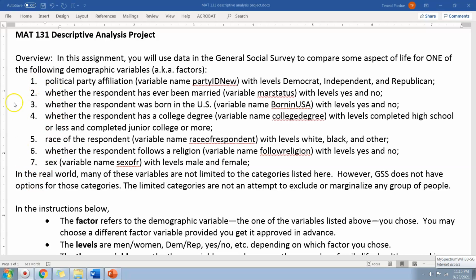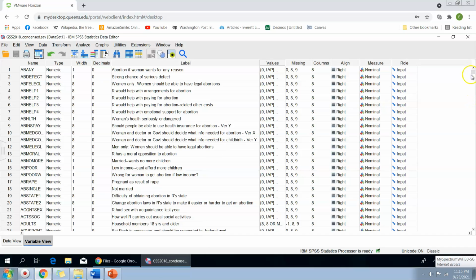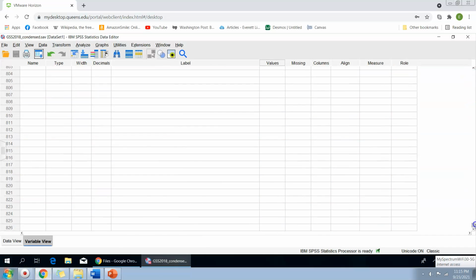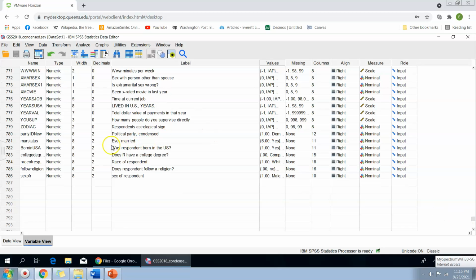I've given you 7 possible demographic variables you could look at, things like political party affiliation. We're calling these factors in this assignment. The factor is your demographic variable that you're choosing, and the possible values of it are called levels. Okay, so you've got different levels of your factor. I have put those variables in this data set all at the very bottom. So that should be pretty easy to find because they're all at the very end.